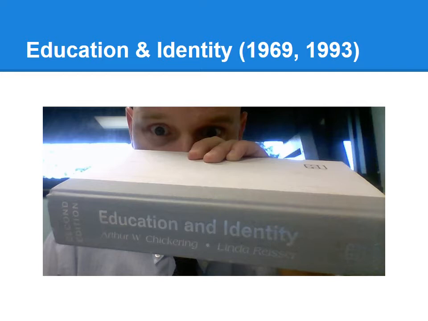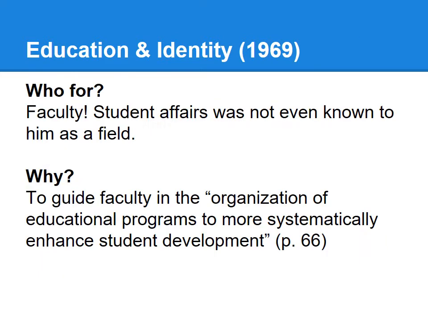After a few years on the project on student development in small colleges, Chickering decided to bring the influence of the college environment into the discussion. Chickering, with his partner Linda Reiser, wrote a book called Education and Identity, and this is really important, with faculty in mind specifically. His goal was to encourage faculty to be more intentional about affecting student development.